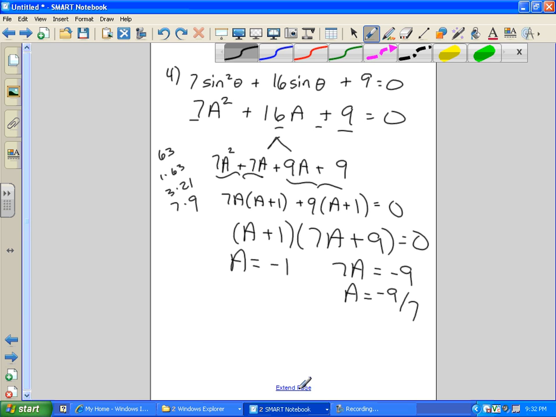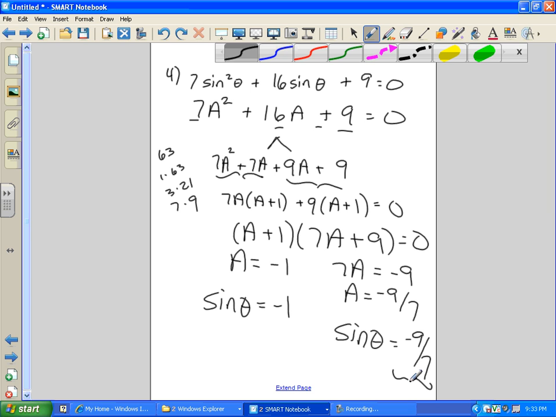Now let's recall, we would say that a would be the sine of theta. So we'll get sine of theta equals negative 1. Now look what's going to happen here on this one. We get sine of theta equals negative 9 over 7. Well, negative 9 over 7 does not fall in between negative 1 and positive 1. And we talked about the range of the sine graph here. That sine curve bounces back and forth between negative 1 and positive 1, and that number does not fall in between that.